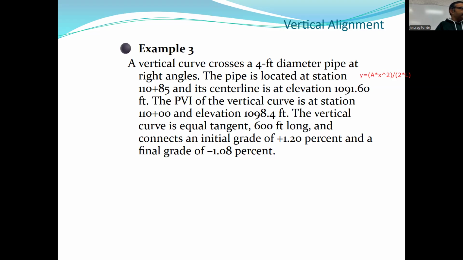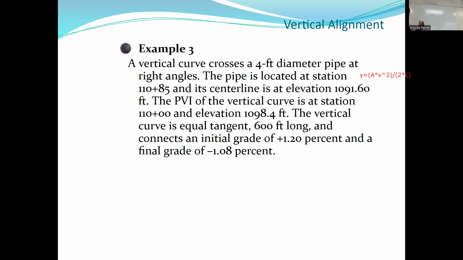There is a vertical curve that crosses a 4 feet diameter pipe at right angles. So you designed a roadway. It has a vertical curve, and it crosses a pipe that has a 4 feet diameter. The pipe is located at station 110 plus 85, and its center line is at elevation 1091.60.